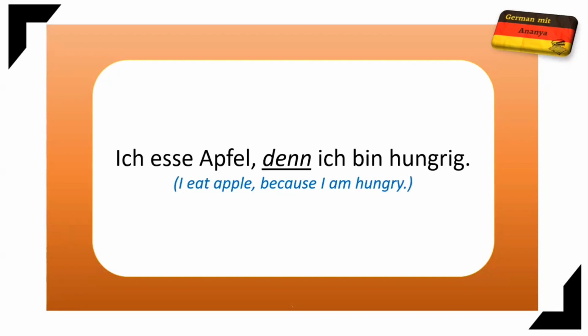Now, denn, which means because. If you're in A1 level, then definitely you have to use denn. Ich esse Apfel, denn ich bin hungrig. I eat apple because I am hungry. So again, in this sentence, you can see the position of the verb is second. Denn is zero position, ich is first, and bin is second. So again, this is a Hauptsatz.